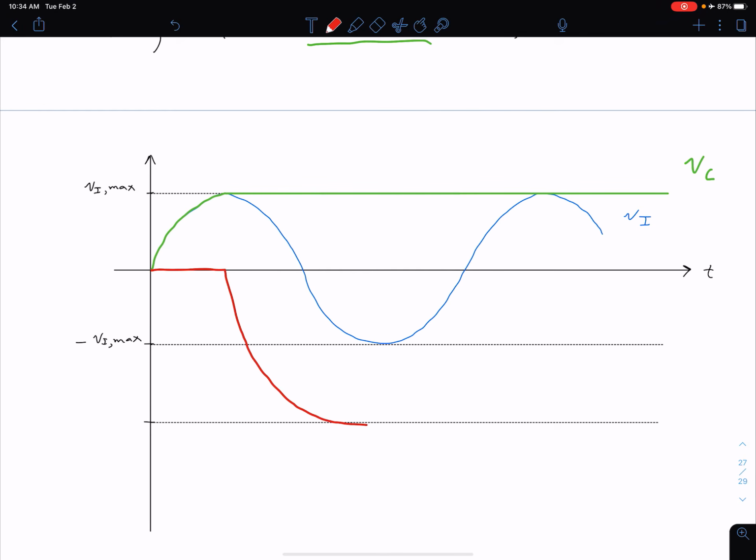So it's the same shape as our Vi, it's just dropped below. Let me try to do that a little bit better. Let me give myself a few points here to shoot for. So we get something that looks like this. So the same shape, just dropped a value of Vi max. And so that sinusoid would just have been clamped down by Vi max.